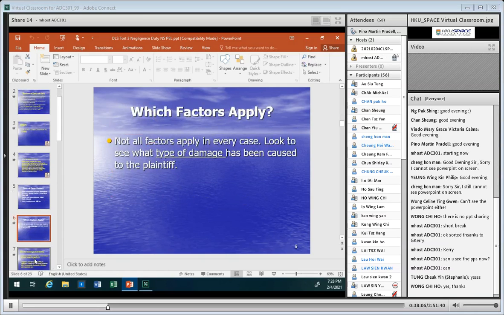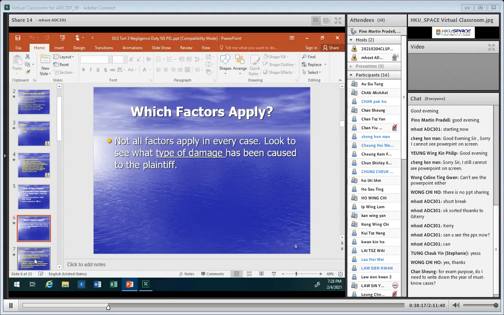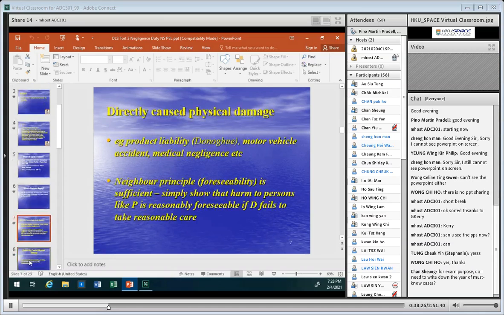So which factors apply? Good question. Not all factors apply in every case. Look to see what type of damage has been caused to the plaintiff. As I say, if it's directly caused personal injury or property damage, it's just reasonable foreseeability, full stop, that's it. But with nervous shock or pure economic loss, you do need to go further. So directly caused physical damage will be simply reasonable foreseeability, and you don't really need to show proximity with regard to directly caused physical damage because it's directly caused. Obviously, it's close enough.